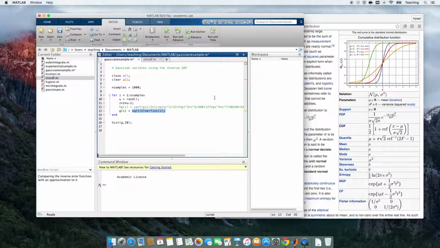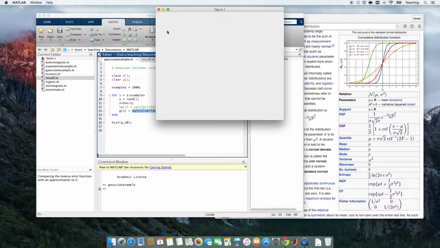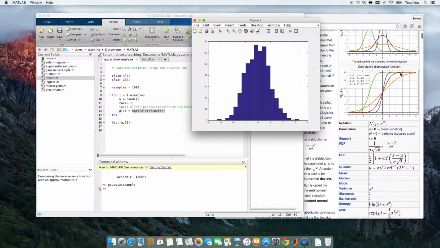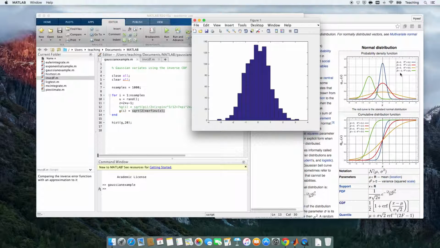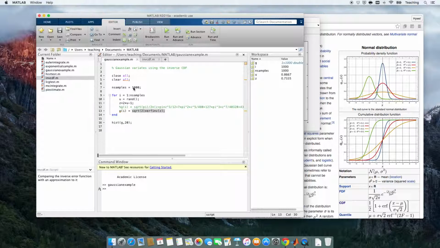So if I do this calculation, I just save and run, I do 1,000 samples and wait for a moment for it to pop up. There it is. And you can see that I have samples which are drawn from the appropriate PDF, this one above. Let's increase the number of samples just to show that's happening.